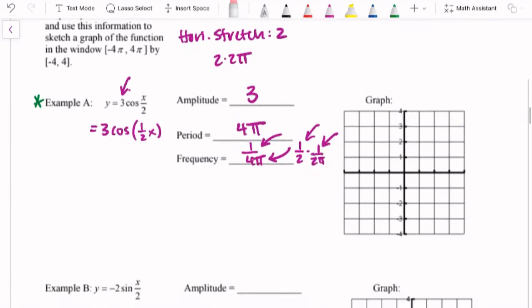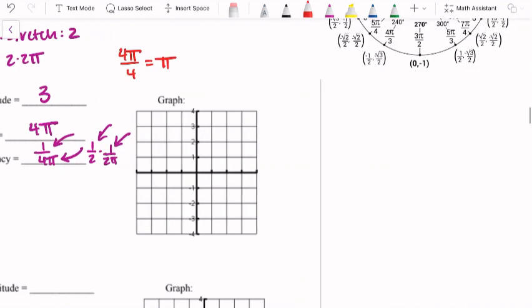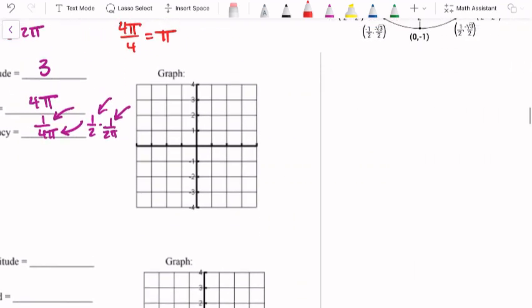We now need to divide our period up because we're going to make a table and plot some values. Our period is 4 pi. We're going to divide that by 4, so that means we're going to go by intervals of pi. You might want to write small. I'm going to write over here. We're making a big table.